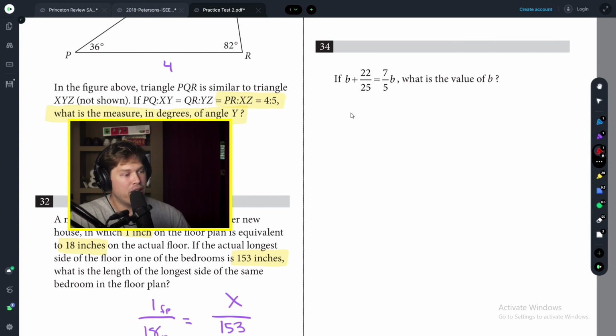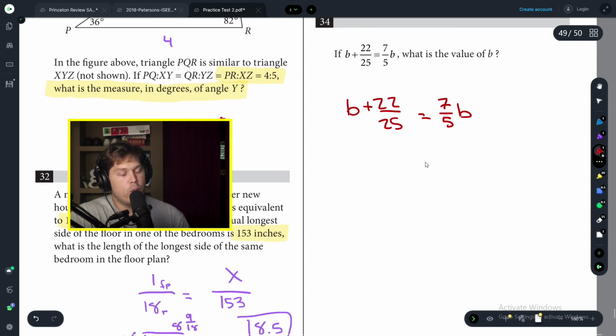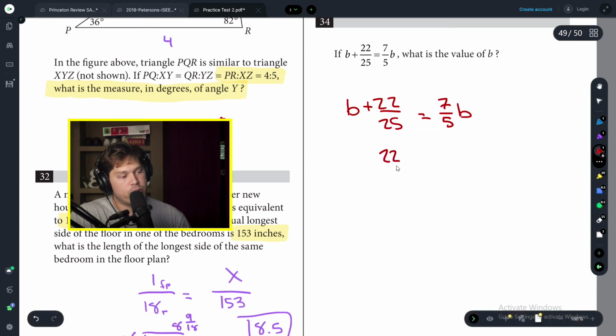Okay, number 34. If b plus 22 over 25 equals 7 over 5 b, what is the value of b? Okay, so let's just write it out. b plus 22 over 25 equals 7/5 b. We can combine like terms, right? We're going to subtract b from both sides. When we subtract b from both sides, we get 22/25 equals 2/5 b.